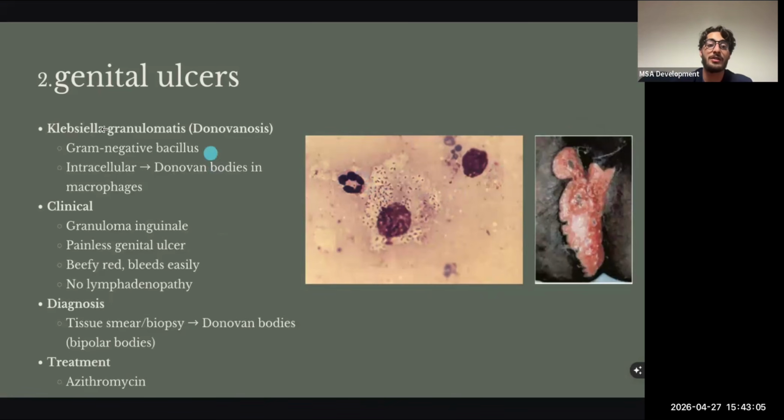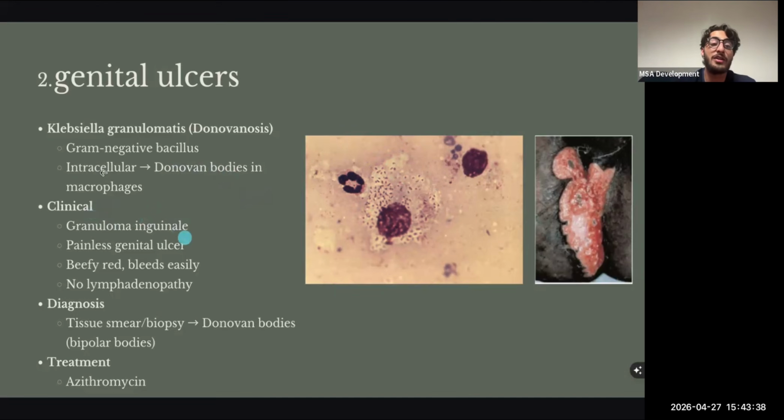Okay, now the next one is called Klebsiella granulomatis, which causes donovanosis. The reason we call it donovanosis is because this bacteria, which is a gram-negative bacillus, shows up as these things called Donovan bodies inside the macrophages. So this is what it looks like. If you were to look at a closer picture, I think it's on your slides, it has a bipolar shape where there's almost what looks like a plug on either side of the bacteria. It's a very classic picture in your slides. I'm sure you'll see it.